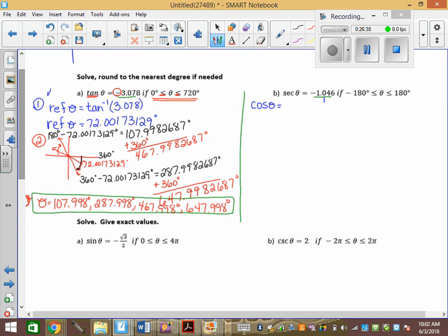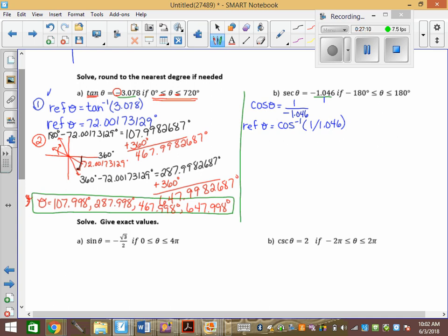We've said that over and over. You can flip an answer, you cannot flip an angle. So I'm going to flip the answer to 1 over negative 1.046. Now I'm going to second cos that to get my reference theta. So I'm going to get cos negative 1 of 1 divided by 1.046. As you notice, I'm not using the negative sign again.